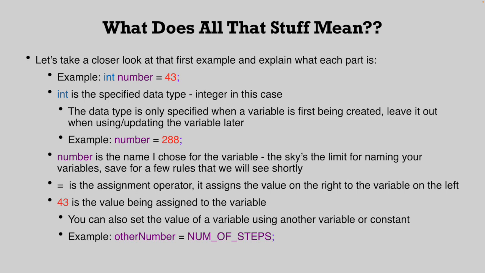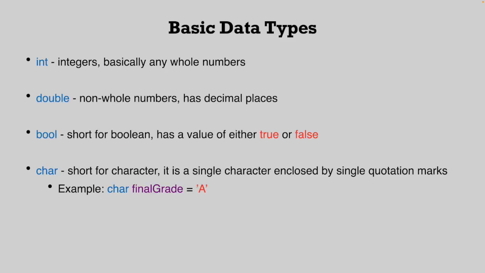And then also you can set the value of a variable using another variable or constant, which you can see in this example where we set the other number to number of steps, that constant. So yeah, the basic data types, we've already seen int for integers, which is basically any whole numbers. And then there's double, which is non-whole numbers, the ones that have decimal places basically. And then there's bool, short for boolean, which can either have a value of true or false, and that's in all lower case.